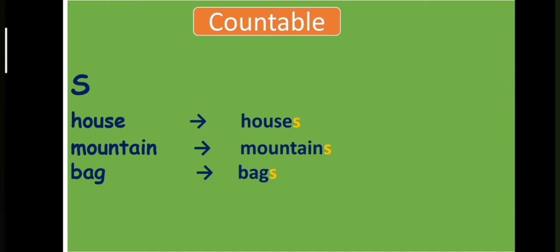So now let's learn how to make the plural form for countable nouns. In order to make the plural form for countable nouns, you just need to add s at the end of the singular form. And this is for most of the countable nouns. So the word house here is singular, and in order to make it plural, you just need to add s at the end of this word, so it becomes houses. Mountain, mountains. Bag, bags.